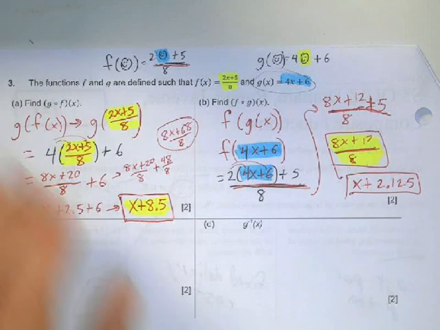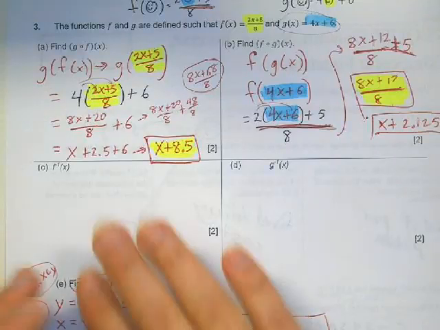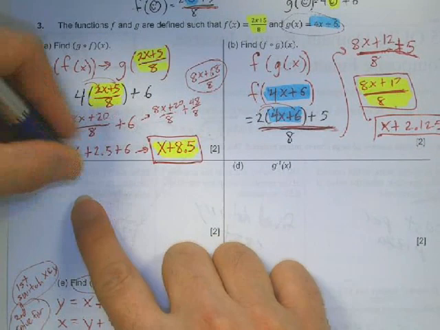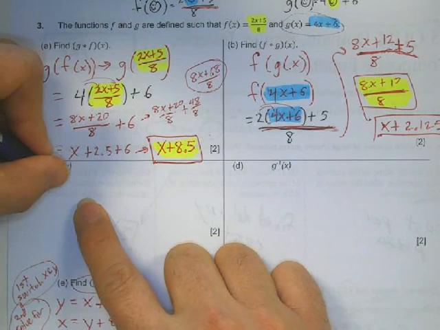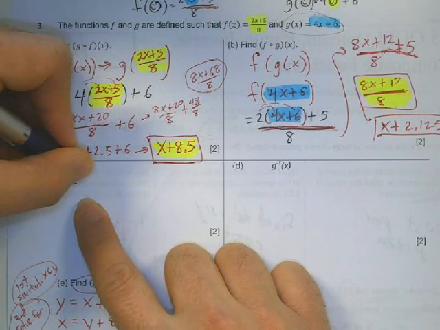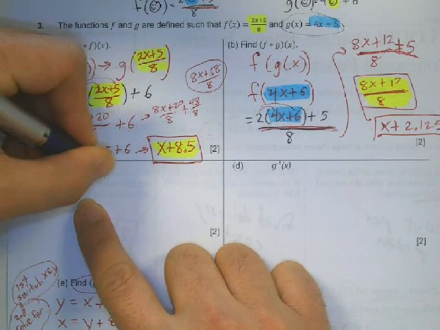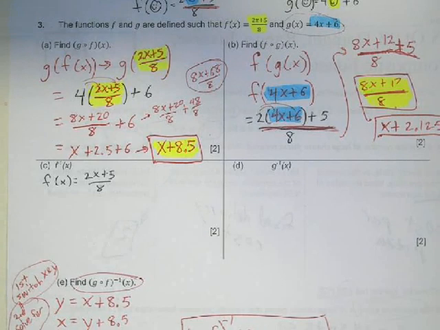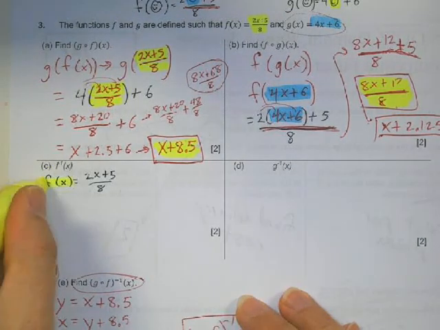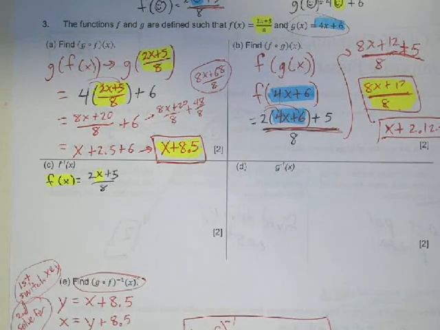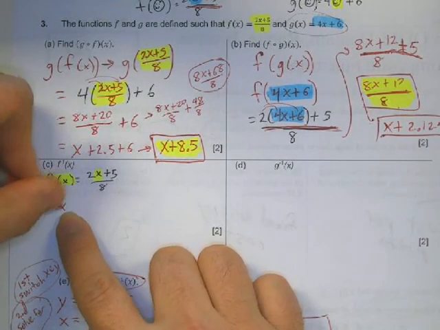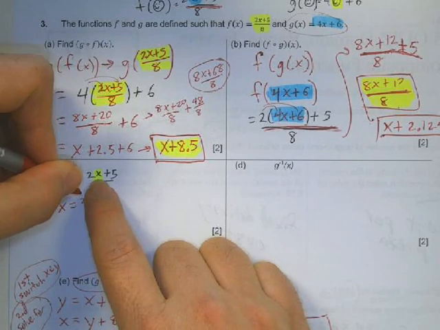Now we're going to take my f of x and find the inverse. f of x equals 2x plus 5 over 8, right? And we're going to change the sign here. So think of this f of x as y. I'm going to turn that into an x, and I'm going to think of that as an x and turn that into a y.